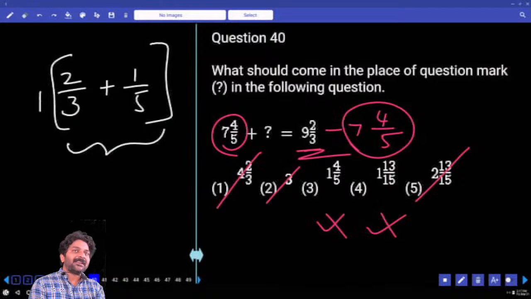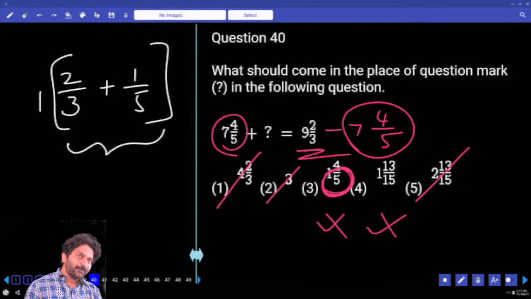You can answer, your denominator must be either 15 or a factor of 15. 15 is a factor. Even for the third option, the denominator is 5. That is also a factor of 15. So two possibilities are there. You cannot eliminate any option. Ardhamautunda? Right.